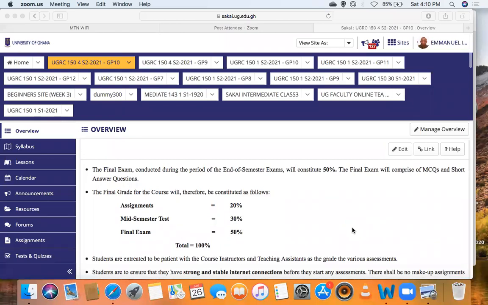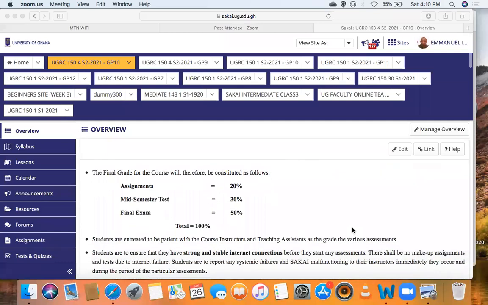There will be a number of assessments. We'll have 2 assignments. Each one is 10 marks. The 2 of them are 20 marks, rather 20%. And then we'll have the mid-semester test. That will be 30%. So 30% plus 20% is 50%. And then we'll have the final exam, which is 50%. 50% plus 50% is 100%.